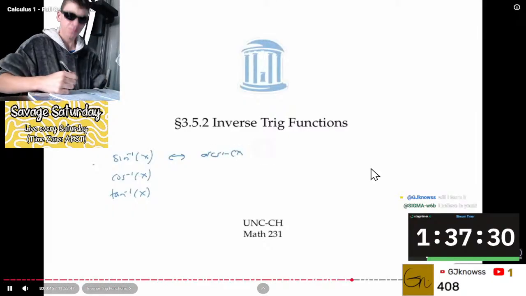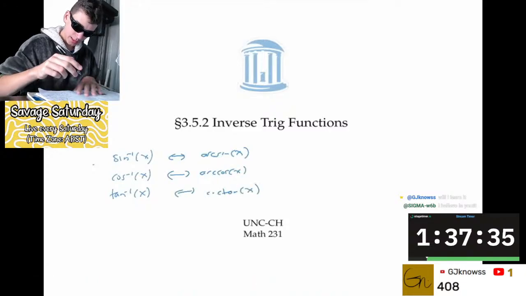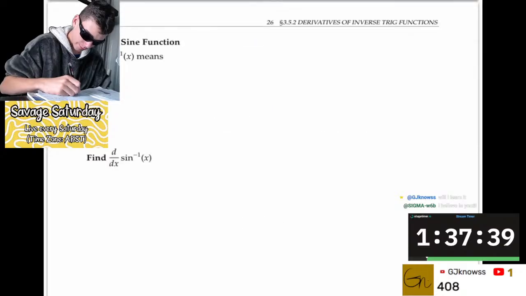...as arc sine of x, cosine inverse x, also known as arc cosine x, and tan inverse x, also known as arc tan x. In this video, we'll use implicit differentiation to find the derivatives of the inverse trig functions. First, the inverse sine function.